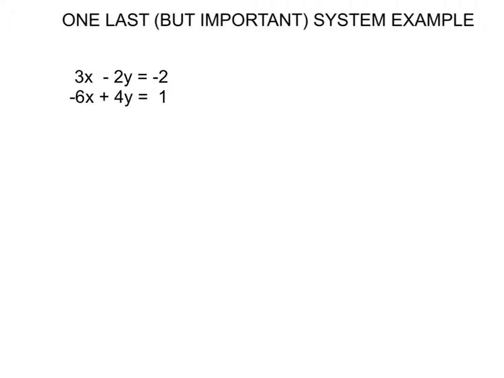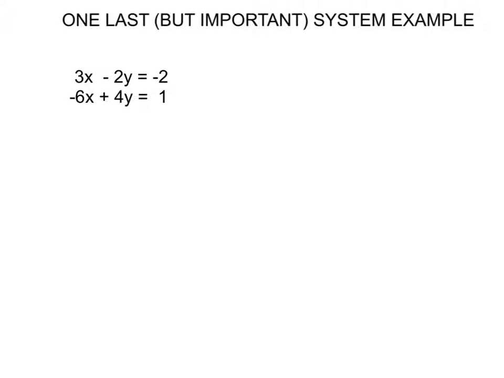Okay, let's look at one last but important system of equations example. Taking a look at the system that I have written here, 3x minus 2y is equal to negative 2, and negative 6x plus 4y is equal to 1, we can see that the best way to solve this system is going to be by using the elimination method, because it's not so clear-cut how to get one of these variables by themselves in order to use substitution.